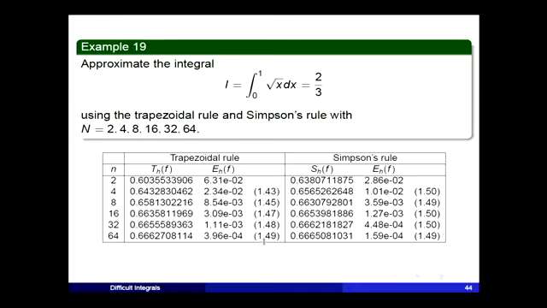And then I use Simpson's rule. I run through it, and it gives me order 1.5 as well. But the theory says that Simpson's rule can have order 4. So what's wrong? What's wrong with this example?